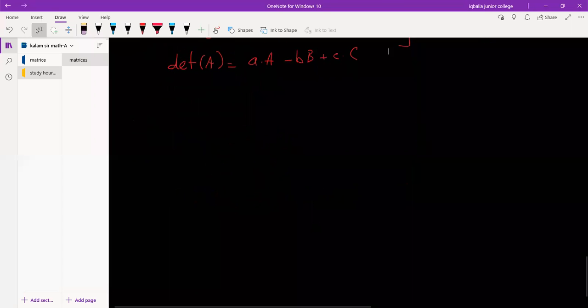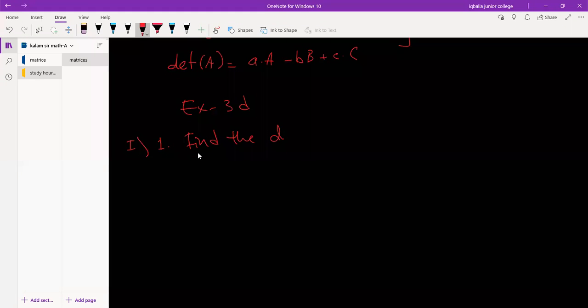Okay. Now exercise 3D. So the first question is the Roman first one first. Find the determinant of the following matrices.